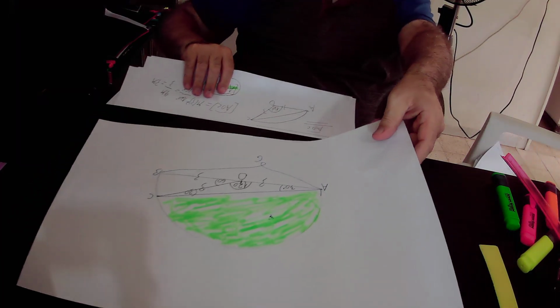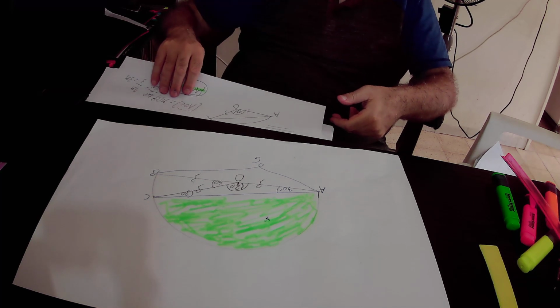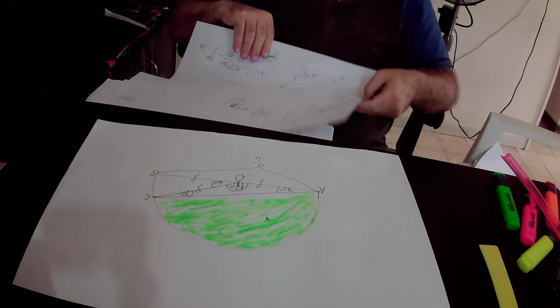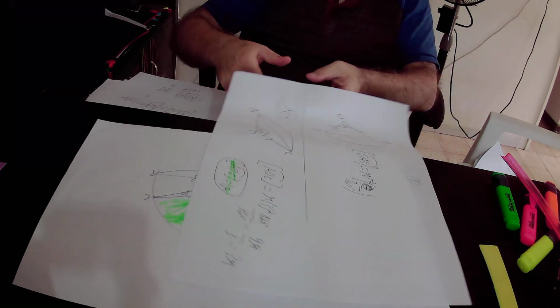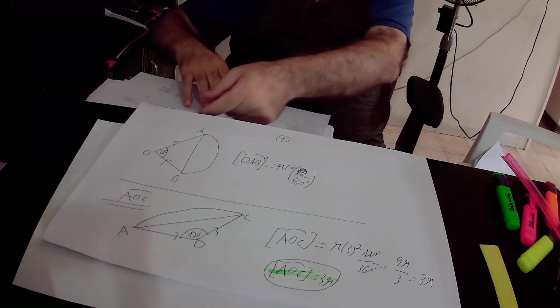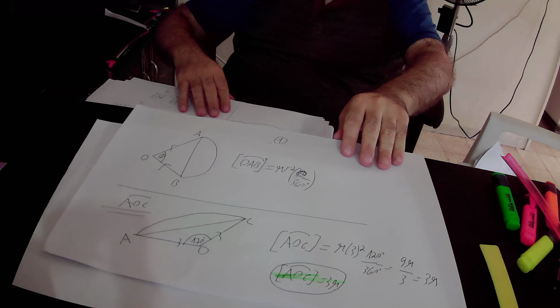Then I presented to you how to find the area of any sector. So here we have sector AOB, that could be any sector.